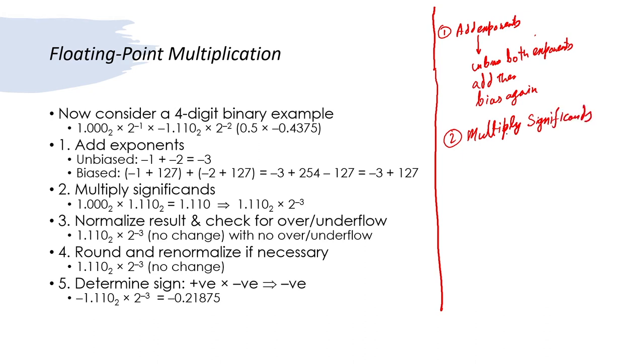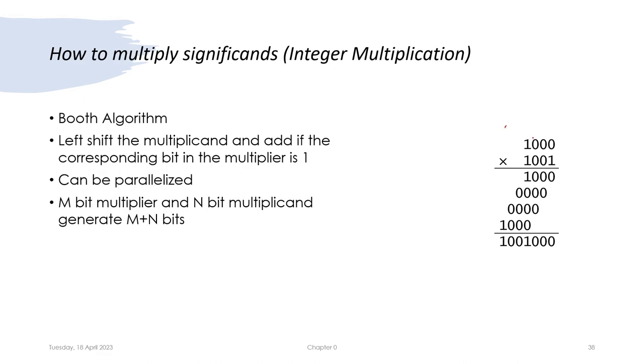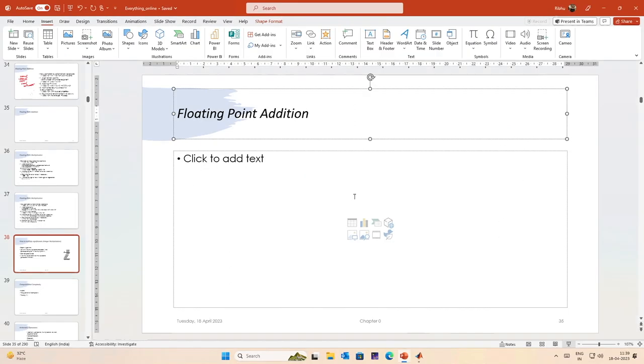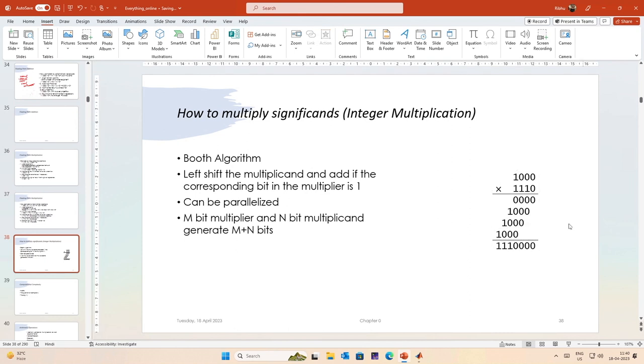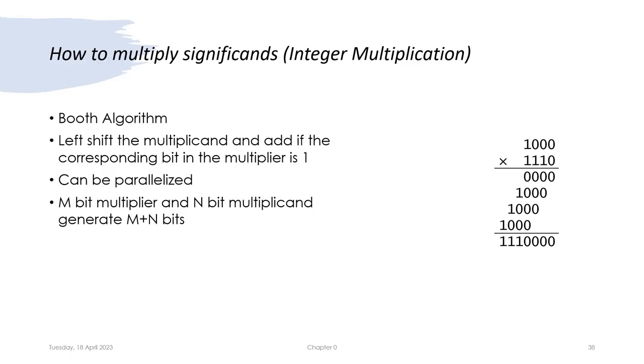Multiply significands. So basically, how do we multiply significands? We will discuss on the next slide. Normalize the result, round and renormalize if necessary. So we will look at a slightly more complicated example, or let's look at this example only. This is known as the Booth algorithm for multiplication, and so basically when dealing with binary, the good thing is, this is called the multiplicand and this is called the multiplier.